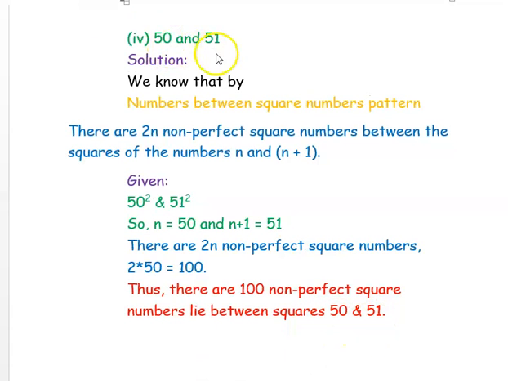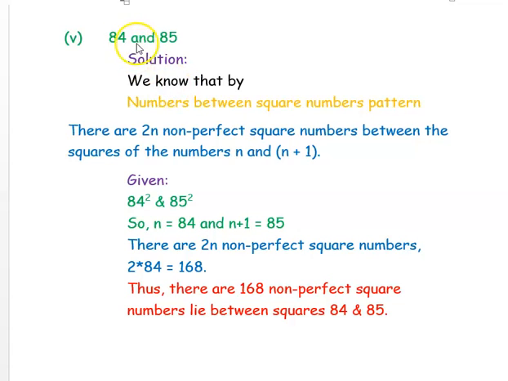Next question is 50 and 51. So solution, we know that by numbers between square numbers pattern, there are 2n non-perfect square numbers between the squares of the numbers n and n plus 1. So the given numbers are 50 square and 51 square. So we are taking n as 50 and n plus 1 as 51. So we have to find 2n non-perfect square numbers. So 2 into, here we have taken n as 50. So 2 into 50 equal to 100. Thus there are 100 non-perfect square numbers that lies between the squares of 50 and 51.